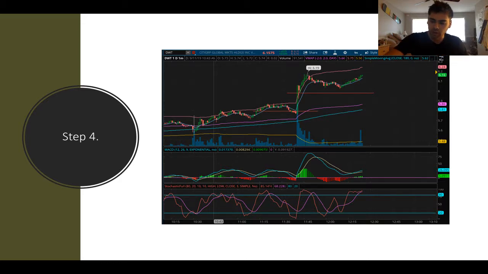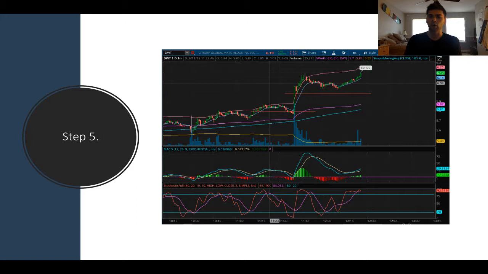So we move on to step 5, and you will see in this case scenario, it makes new highs, and it continued to make new highs later in the day on this particular stock. But it doesn't always play out like that. So let me show you some other scenarios.